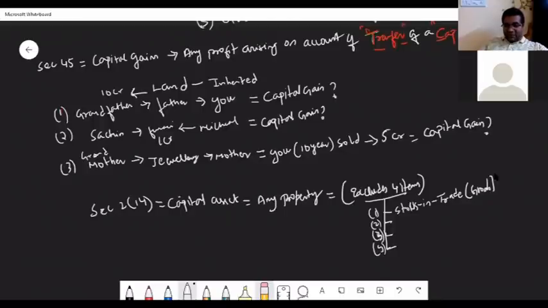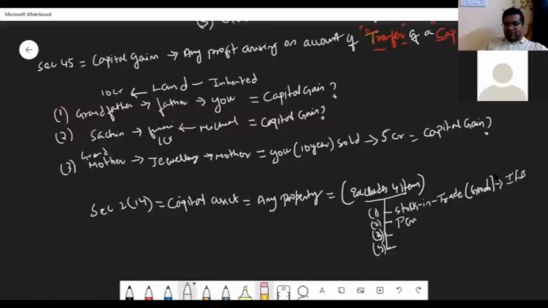If stock in trade were also a capital asset, then what will happen? The word business income will disappear from income tax, because every time you buy and sell stock, it will result in capital gain. So therefore, stock in trade cannot be considered as a capital asset, and when you buy and sell stock in trade, it is taxed as income from business. So this is the first item which can't be considered as capital asset.